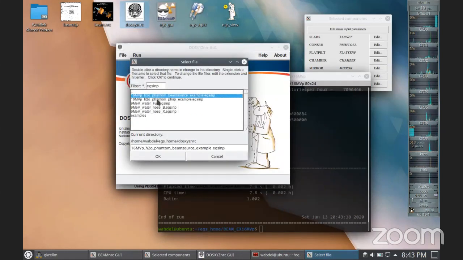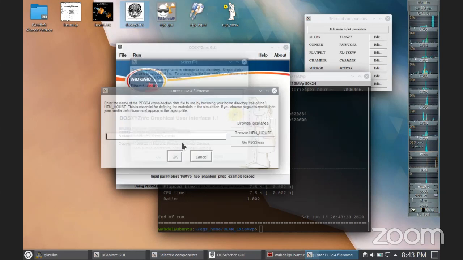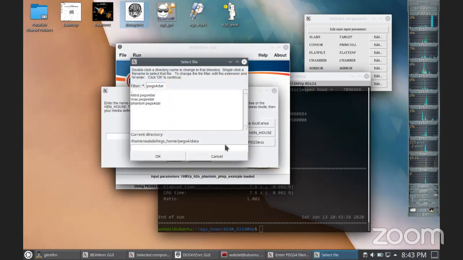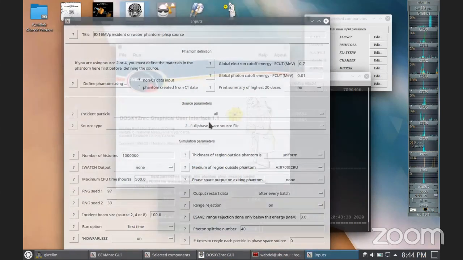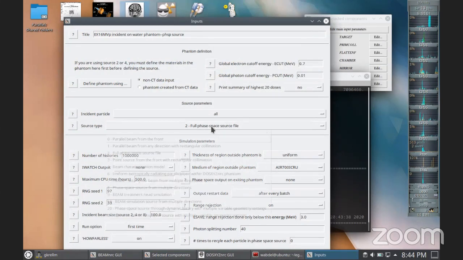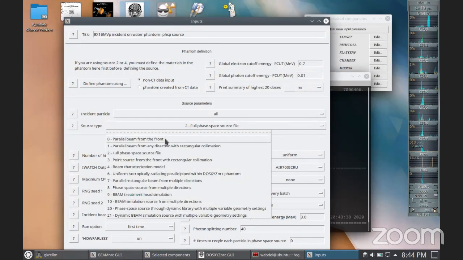That's an example. The one here we have is 16 MV photon, H2O, so that's the phantom, and PHSP, so it's a phase space. So the example source is a phase space file. Is it 700? Okay, so for the source type, for example, we did source zero, we did source probably three. But now we can select full phase space source file.